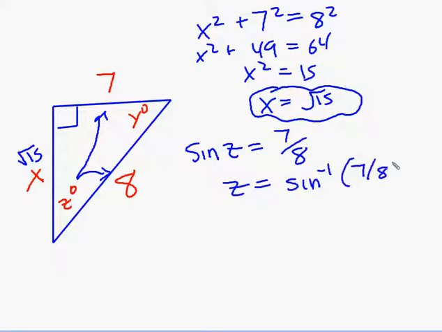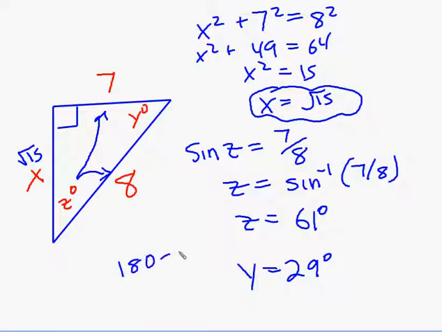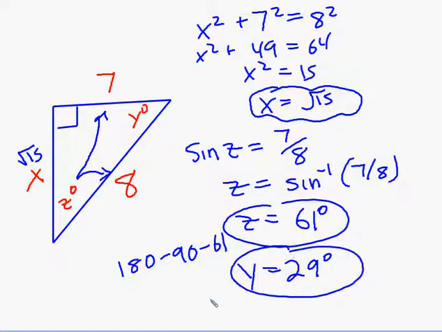Whenever I'm looking for an angle, I am going to use inverses. If your calculator throws an error, that means you used the wrong one, or you put it in the wrong order somehow. I get 61 degrees there, which means 29 degrees for y by subtraction: 180 minus 90 minus 61. And now I've solved my triangle. I know everything about it. Any questions how I'm getting any of that?